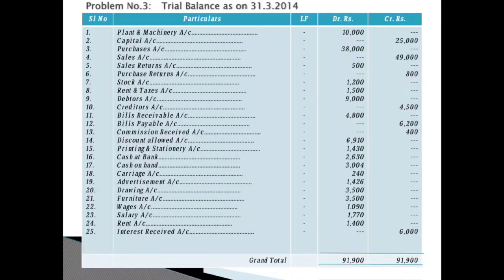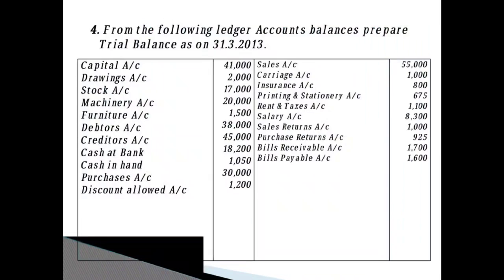Now we have entered all the accounts with the respective balances, debit as well as credit. Now after recording all the transactions, the grand total you will get on both sides is 91,900. Okay, both sides you should get the same answer here. Okay, 91,900 you should get. Next we'll see the fourth problem.